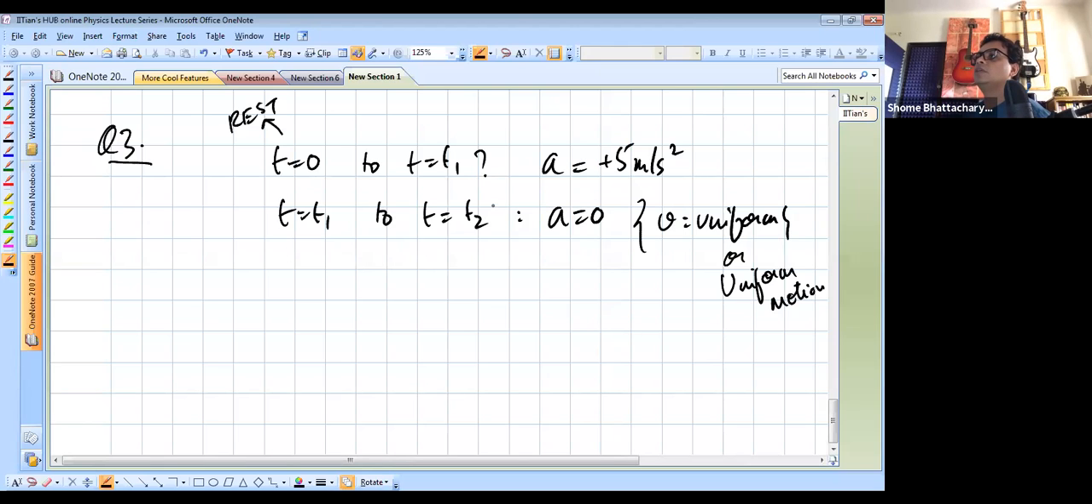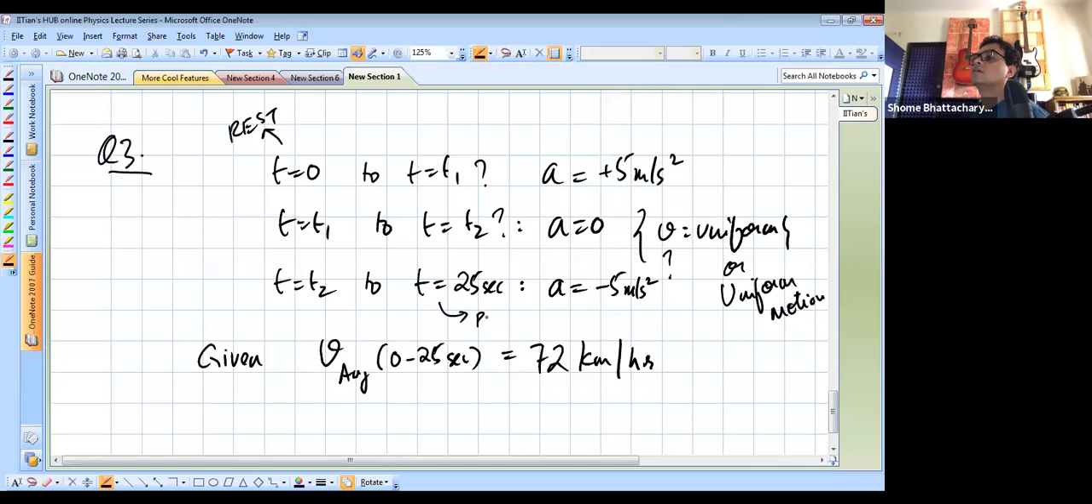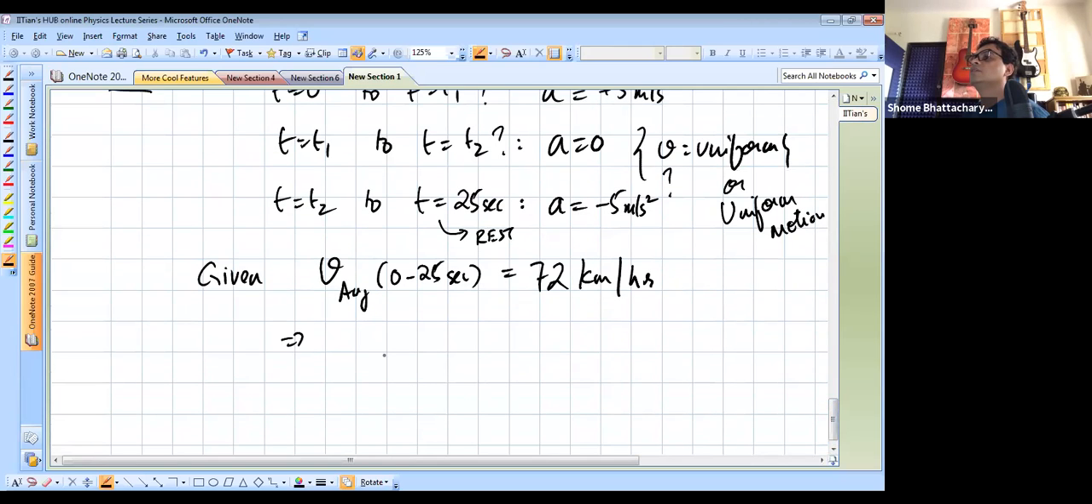And then finally, T2 also I don't know. Okay. And this uniform velocity's value also I don't know, because I don't know T1. And then finally, from t equal to T2 to t equal to 25 seconds, this value I know. So during this final time, what is happening? The deceleration is 5 meters per second square. So the acceleration will come with a minus sign like this. Okay, and also given that the average velocity for the entire journey, that is 0 to 25 seconds, is equal to 72 kilometers per hour. Okay. And it's also given to me that finally it comes to rest. So let us figure out first of all what this information is giving. Okay. So average velocity, which is 72, so I'll convert that, 5 by 18.